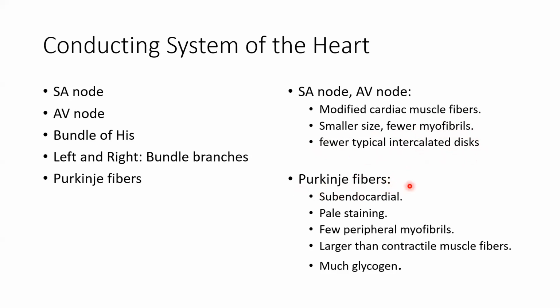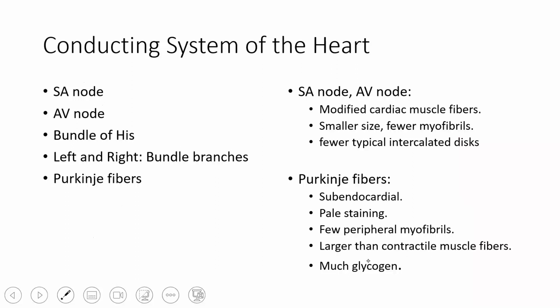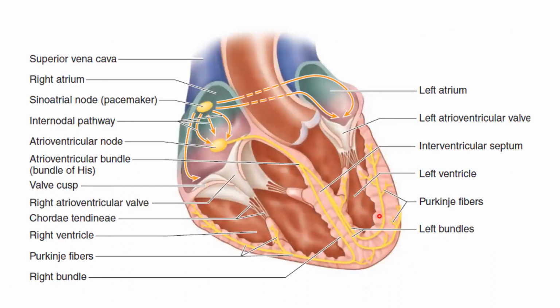Then the fibers, they are found in the subendocardial region. Subendocardial means just beneath the surface of the heart. This is the subendocardial region. So they are pale staining, that is, less mitochondria and contractile elements. Yes, fewer myofibrils. They are larger and they have a lot of glycogen for the transmission of the impulses.